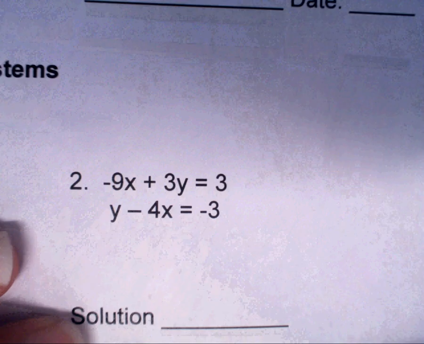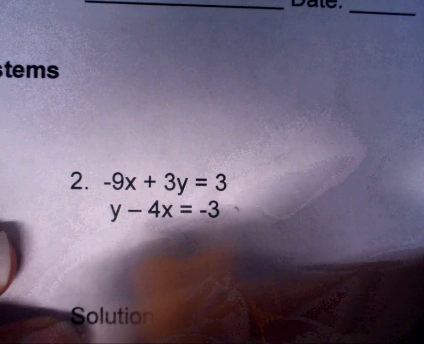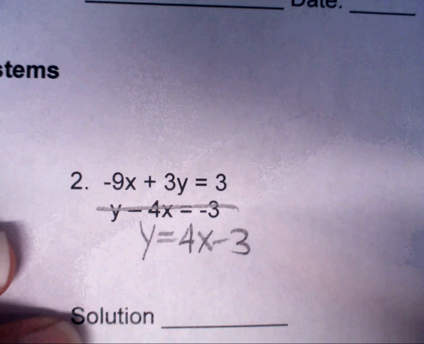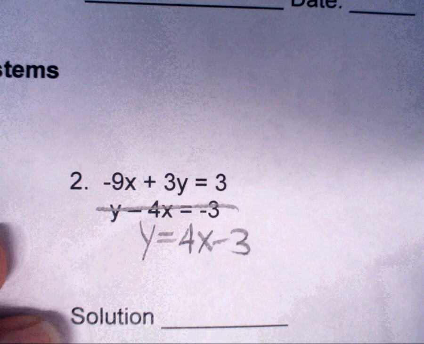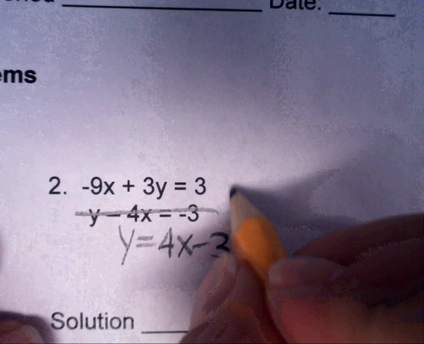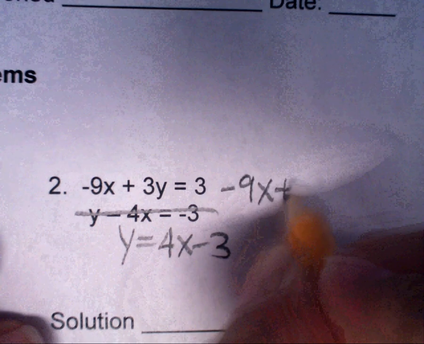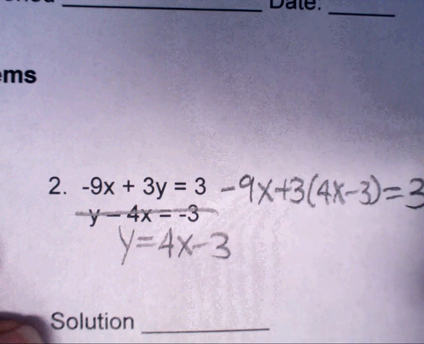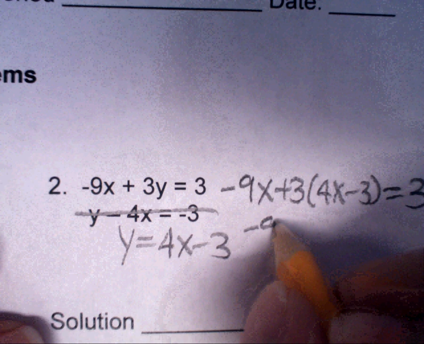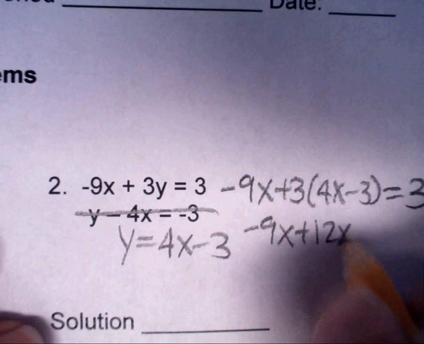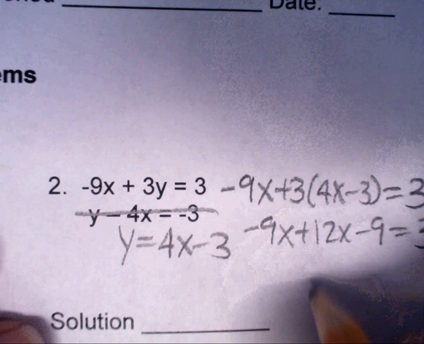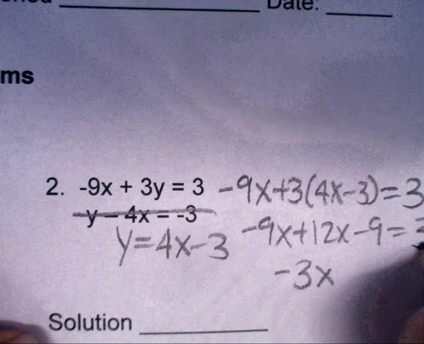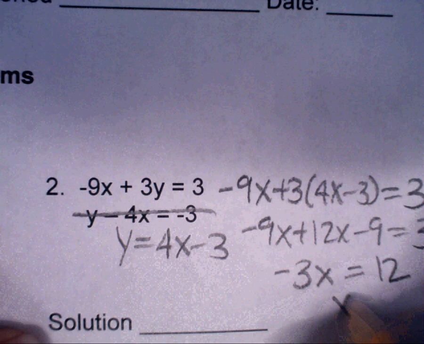If we look at number 2, it is almost ready for substitution. It's really close. I would need to add 4x, making this equation y equals 4x minus 3. So now it's ready for substitution. I would take that whole equation with parentheses and put it in place of y. So then I get negative 9x plus 12x minus 9 equals 3. Then 3x equals 12, so x equals 4.